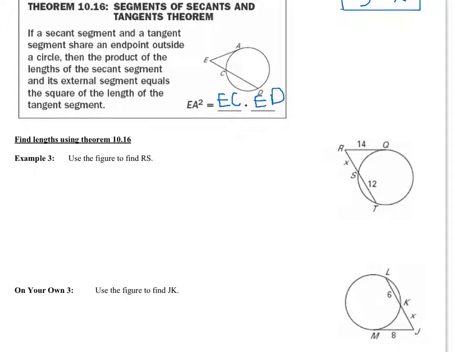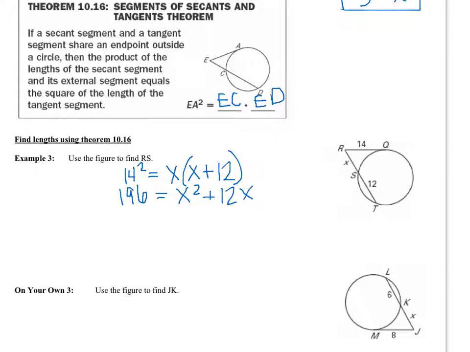So let's look at our picture here. The tangent is right here. We're going to do the tangent squared equals the external times the whole thing, x plus 12. So we will say 14 squared equals my outside times my entire thing. So 14 squared is 196, and that equals x squared plus 12x.